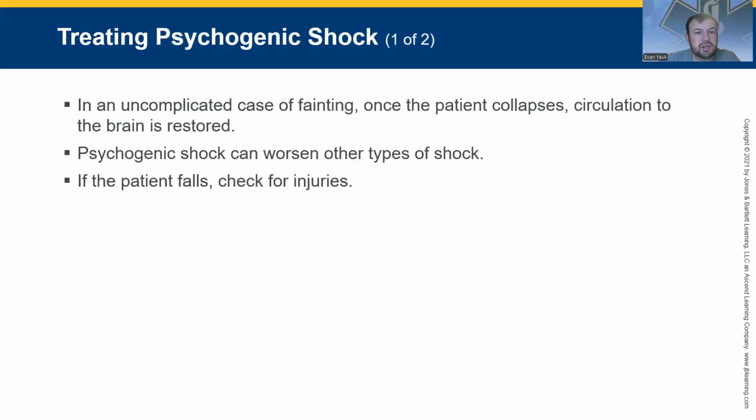Treating psychogenic shock, an uncomplicated case of fainting. Once the patient collapses, circulation to the brain is restored. Psychogenic shock can worsen other types of shock. If the patient falls, check for injuries.